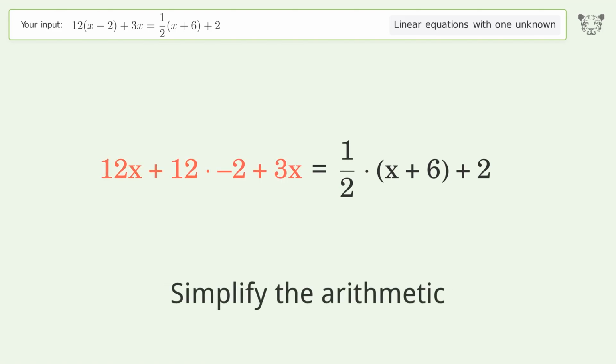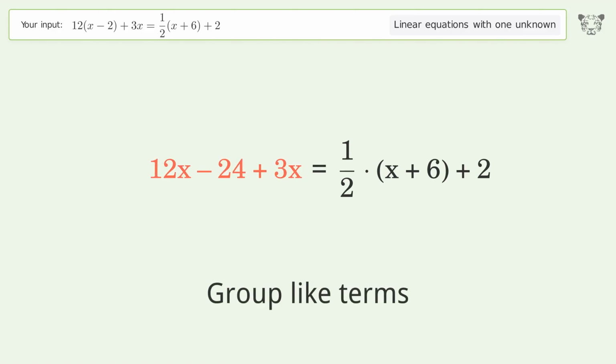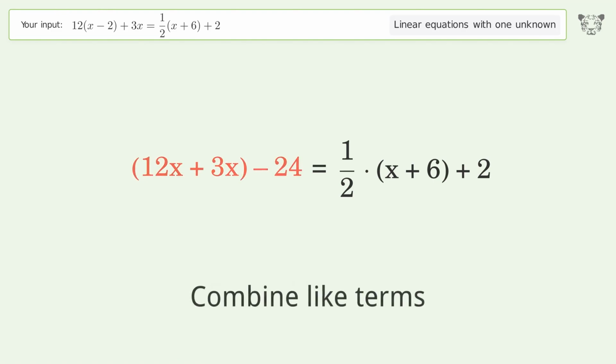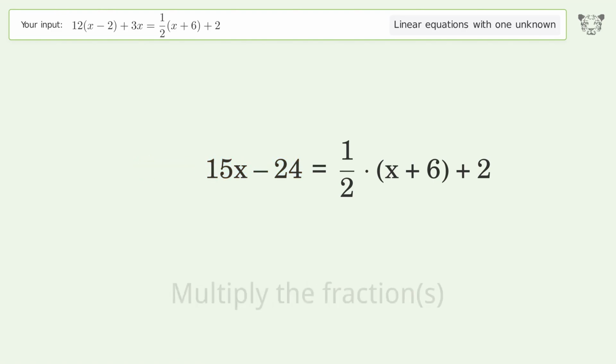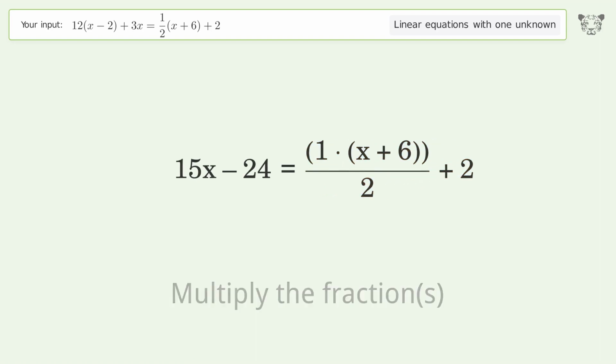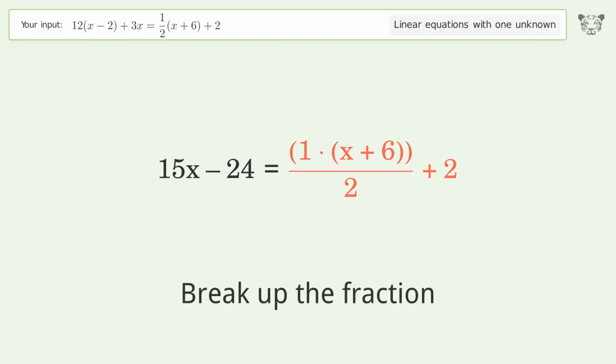Simplify the arithmetic. Group like terms. Combine like terms. Multiply the fractions. Break up the fraction.